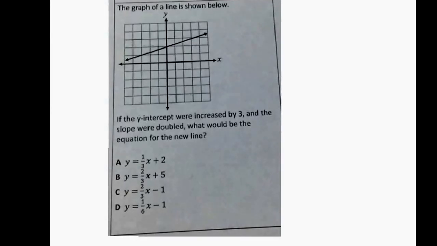The graph of a line is shown below. If the y-intercept were increased by 3 and the slope were doubled, what would be the equation of the new line? To me, I think it'd be in your best interest to find the m and b of this current line. Well, the b is easy. It's right there. 1, 2.